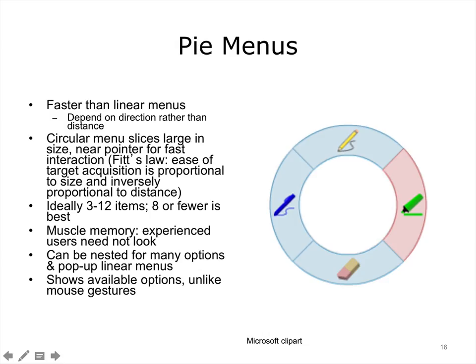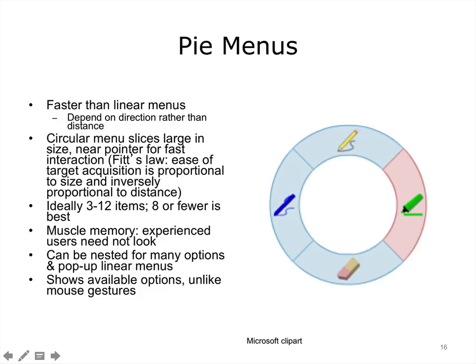Pie menus are commonly found in video games. They are faster and more reliable for selection than linear menus, since they depend on direction rather than distance. Human ability to detect differences in degrees of angle is very acute. When the circular menu slices are large in size and because the pointer is near them, selection is fast. Fitts' law states that the ease of target acquisition is directly proportional to the size of the target and inversely proportional to the distance from the cursor.